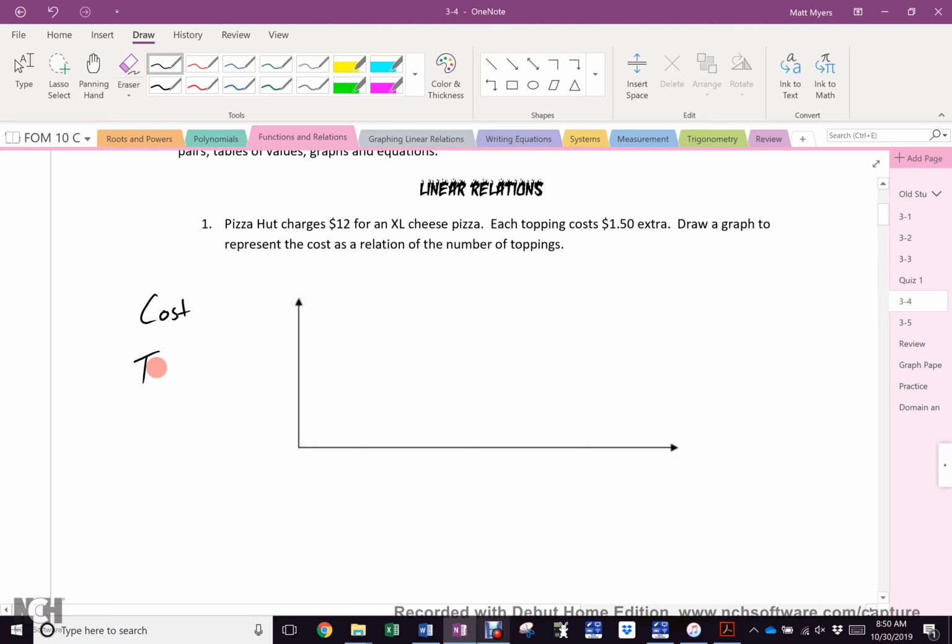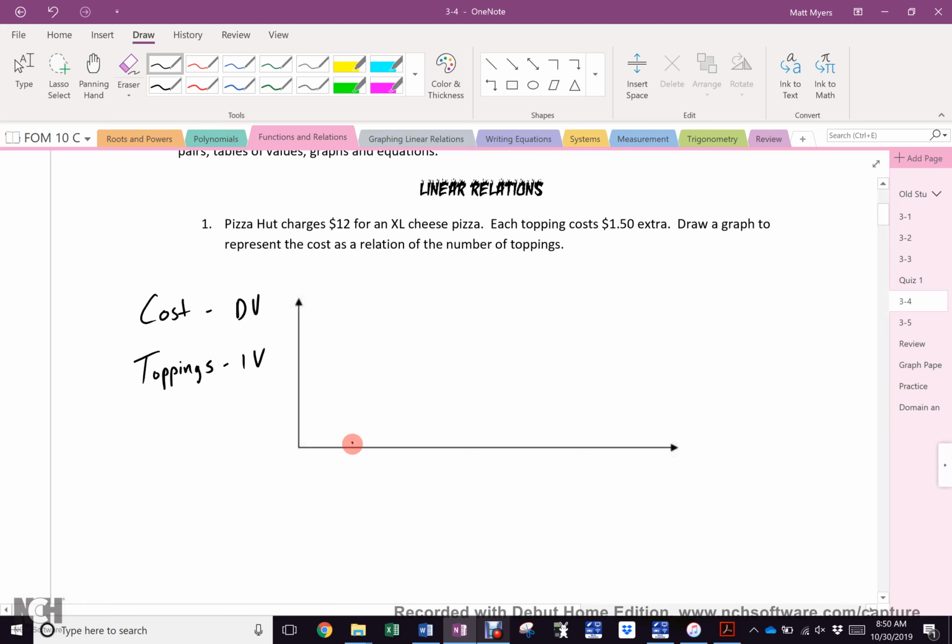Cost and toppings. Which one is the IV? Which one is the DV? IV is the cost? Yes, but no. Toppings is independent. Why? Cost depends on how many toppings you have to order, right? Kids have a lot of trouble with independent and dependent variable. I don't know how else to explain it. If you order more toppings, you pay more money. So cost depends upon the toppings.